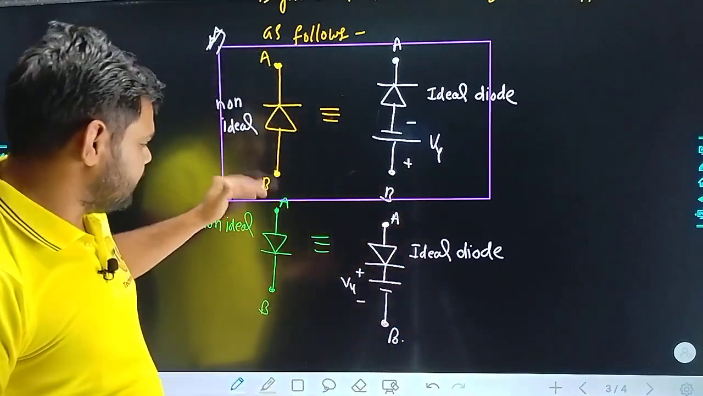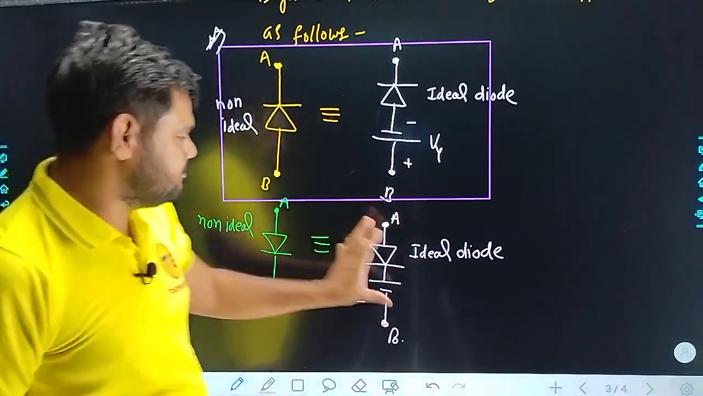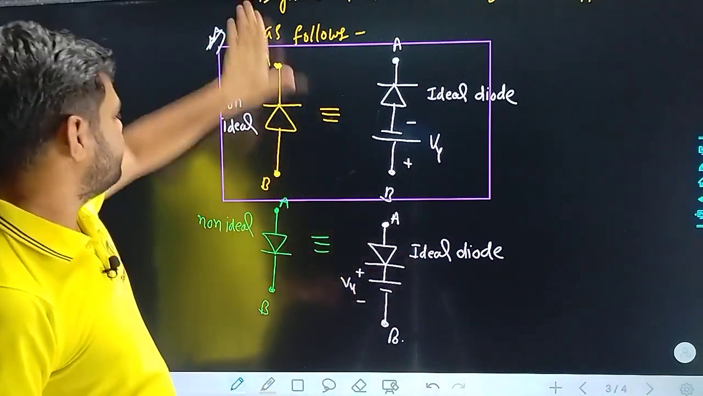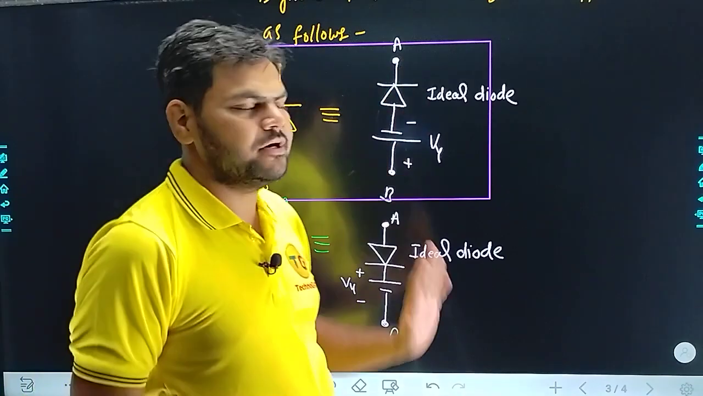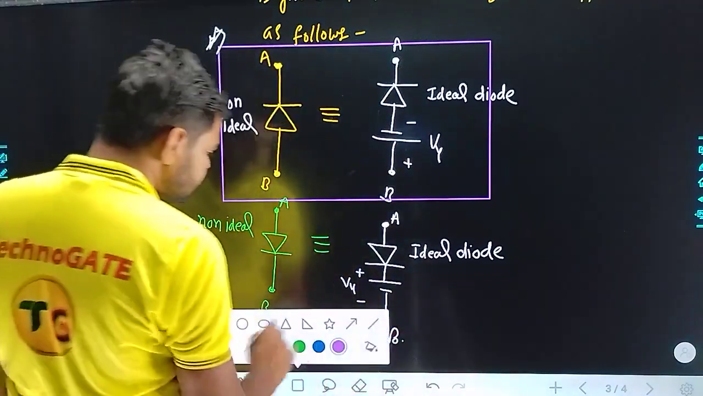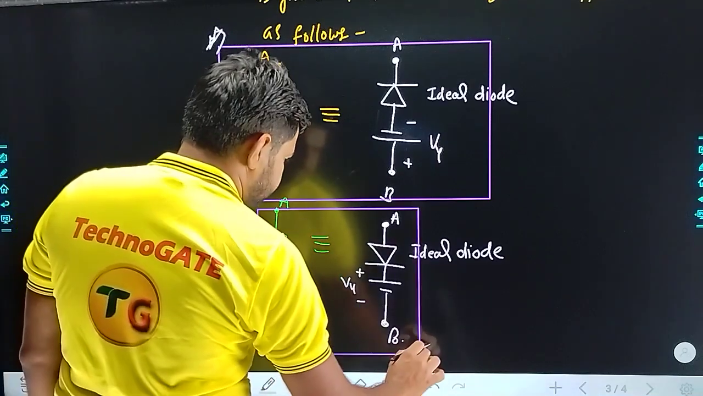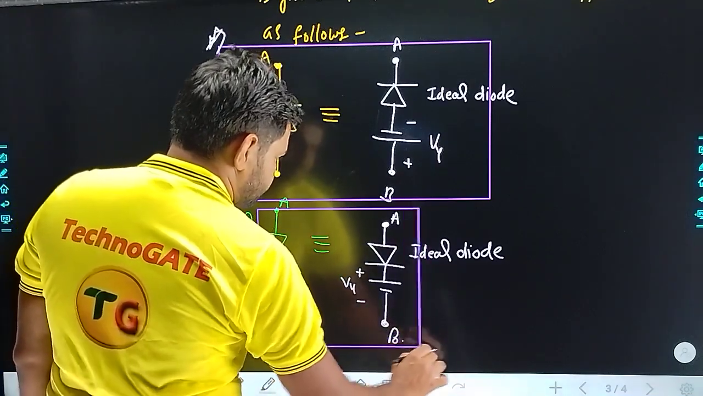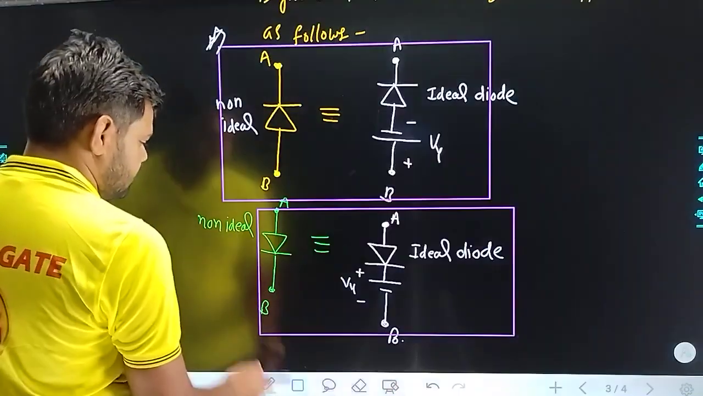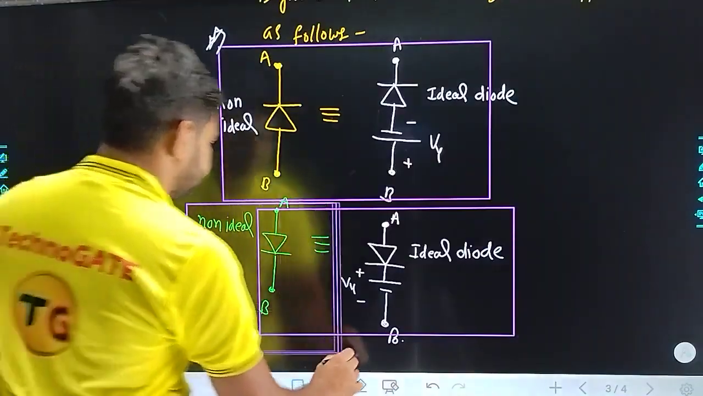So if they have drawn the diode like this, you may simply replace it in that way. If they have drawn the diode from down to up, you may simply draw it in this way, because both are identical actually. You can clearly understand it. Let me give you a proper approach behind this discussion.